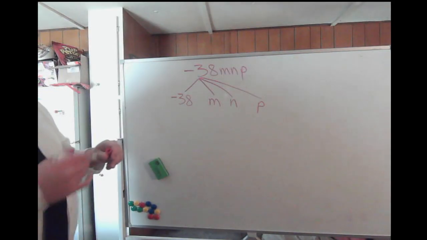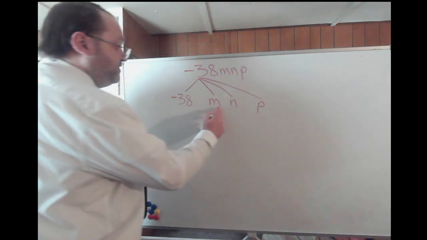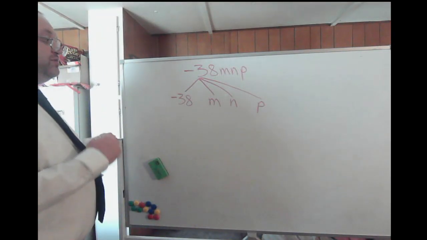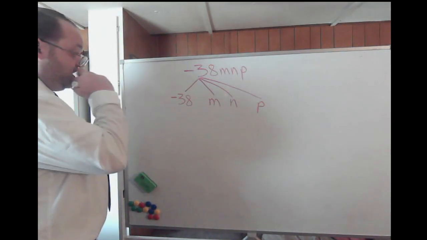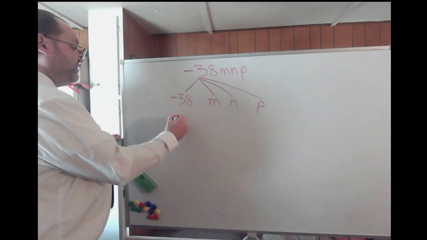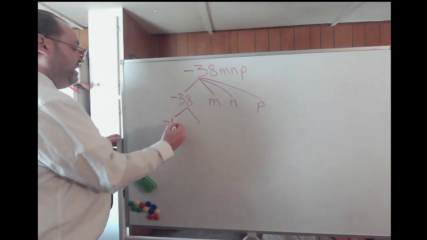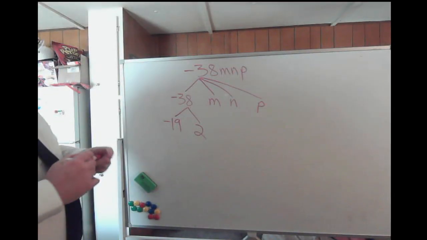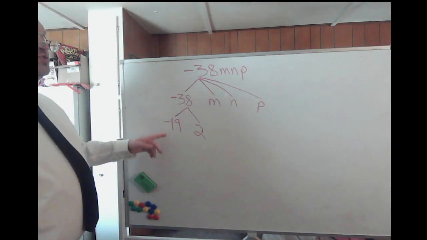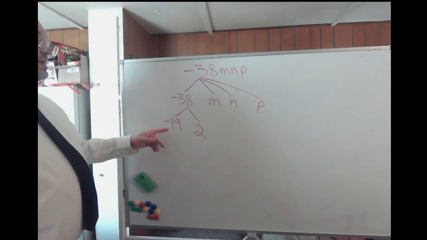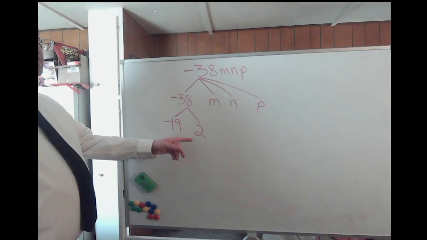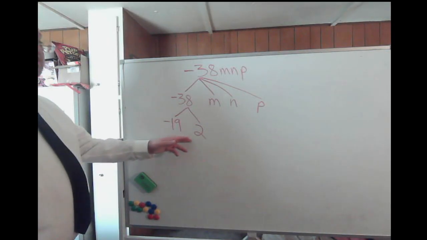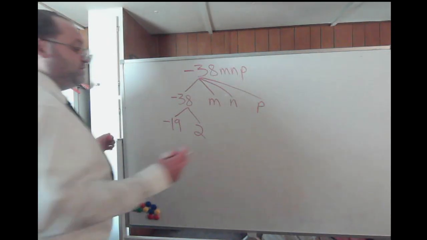separate multiples. Well, immediately we're done with m, n, and p. They're already prime factored. The only factors of them are 1 and itself. But we can deal more with the negative 38. Factors of negative 38 could be negative 19 and positive 2. That would give you negative 38. At which point now, can we do anything further with negative 19 or 2? No, they're both prime numbers. There's no factors besides 1 and itself that are going to give you those numbers. So therefore, they're prime factored.